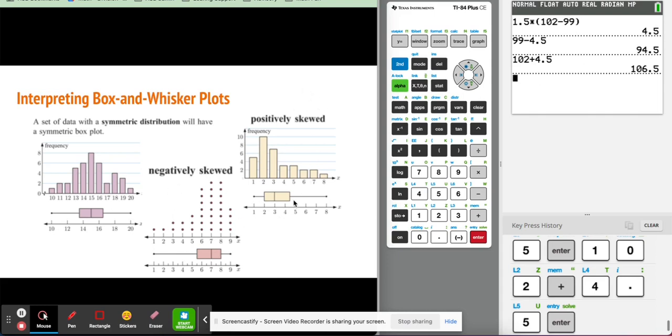And then positively skewed is the other way around. Most of our numbers are concentrated towards the smaller numbers, and we're going to have a median which is closer to our smaller number. These are important to realize because they're going to help us describe data. So when we see a box and whisker plot that's positively skewed, we're going to know that the vast majority of our data points will be at the front end of our data.